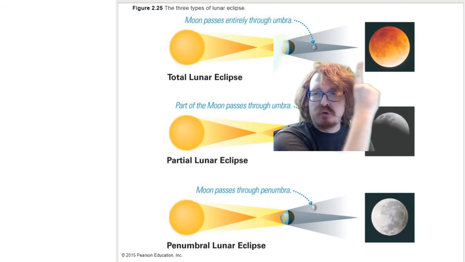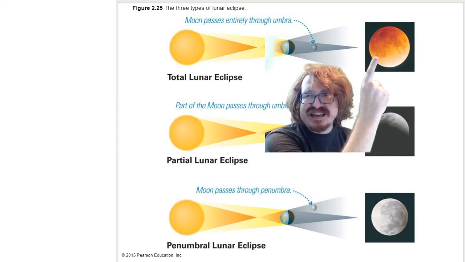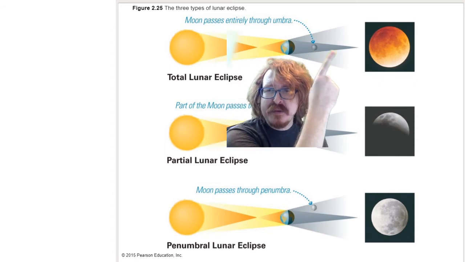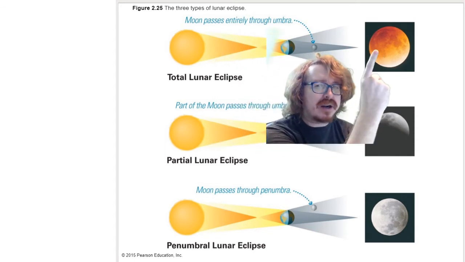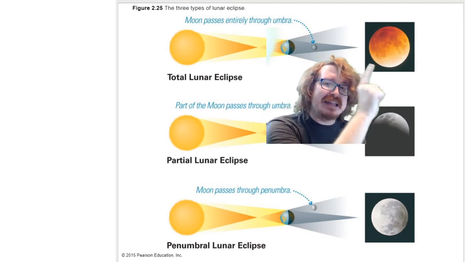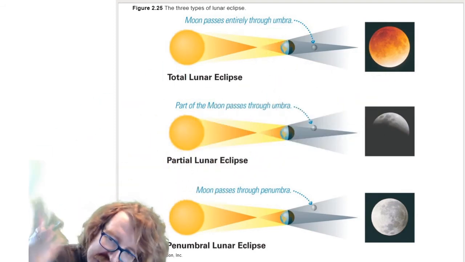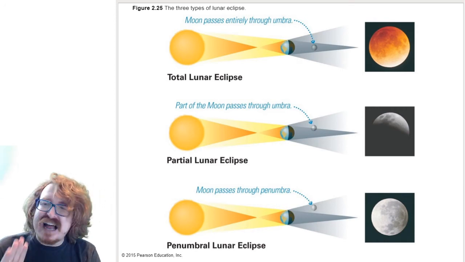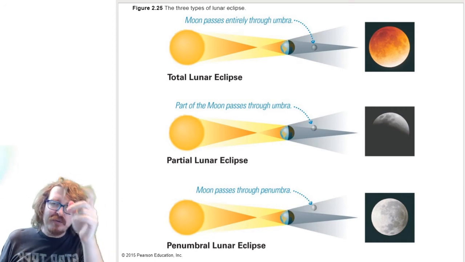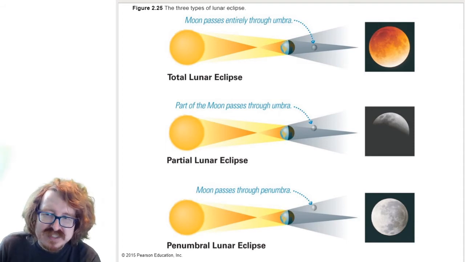This is what the moon looks like when it's in the umbra, okay? This is crazy. It should be completely dark, but it is not. It lights up red. Okay. So what's going on here? This is not the only time we've seen the moon looking red, right?